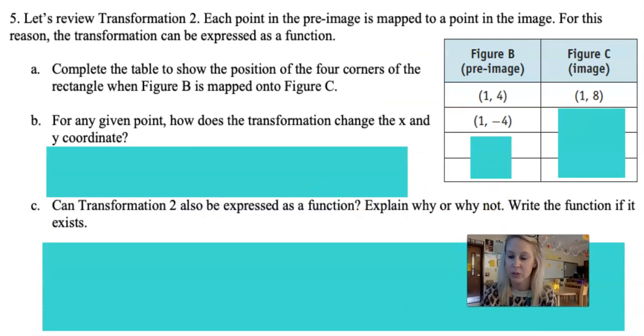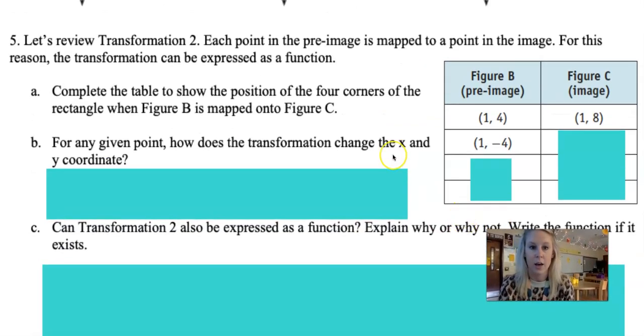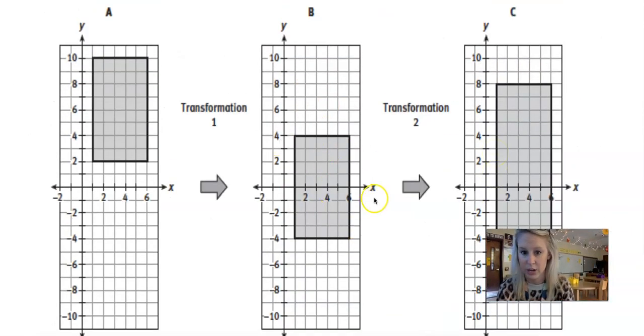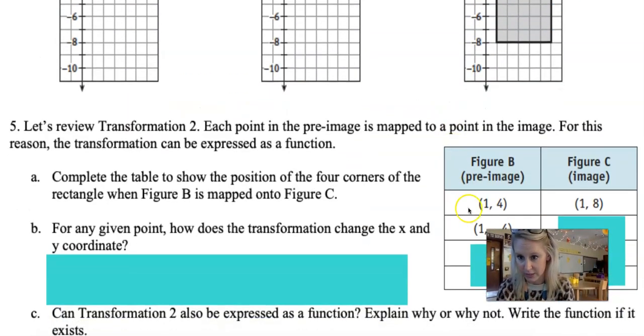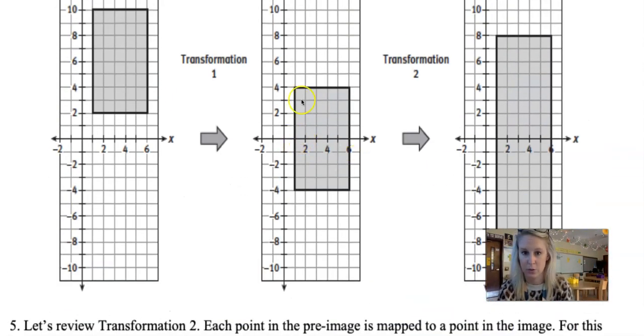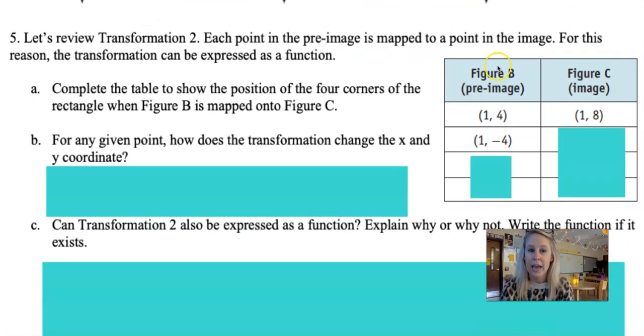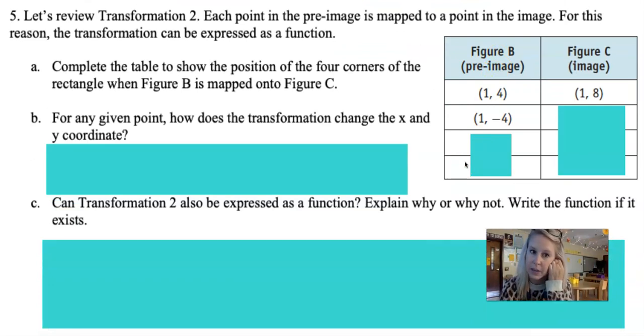I want you to try number 5, looking at transformation 2. Compare the pre-image B, so you're looking at this shape and comparing it to this shape. Again, the top band members are staying the same in x, so (1, 4) becomes (1, 8). The top left became a 1 and then an 8. Try A, B, and C, and then we'll go over our answers. So press pause.